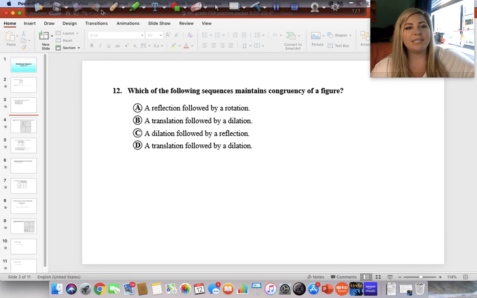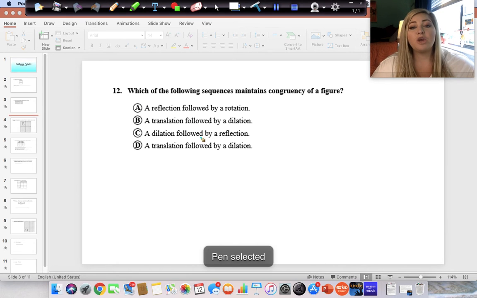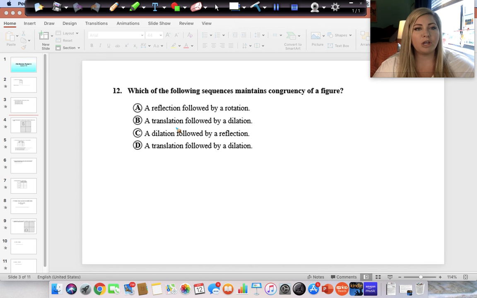Which of the following sequences maintains congruency of a figure? Remember, congruent means the same size, exactly the same. So it says a reflection followed by a rotation. That would keep it the same size. A translation followed by dilation. Remember, dilation changes size. Dilation either goes smaller or bigger. Okay, so that's not going to work.